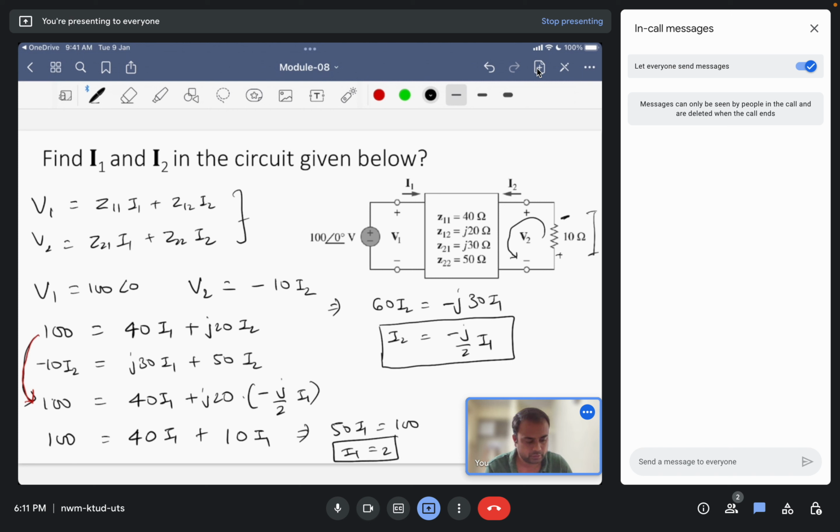And similarly I2 from here will be minus J, since the 2 and I1 will get cancelled. So these are the values for I1 and I2. That is 2 amperes and minus J amperes. So minus J is 1 angle minus 90 amperes. So this is I2.